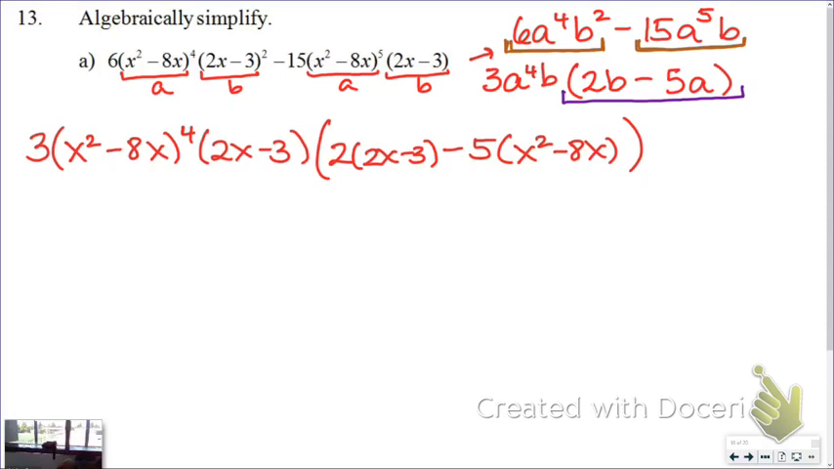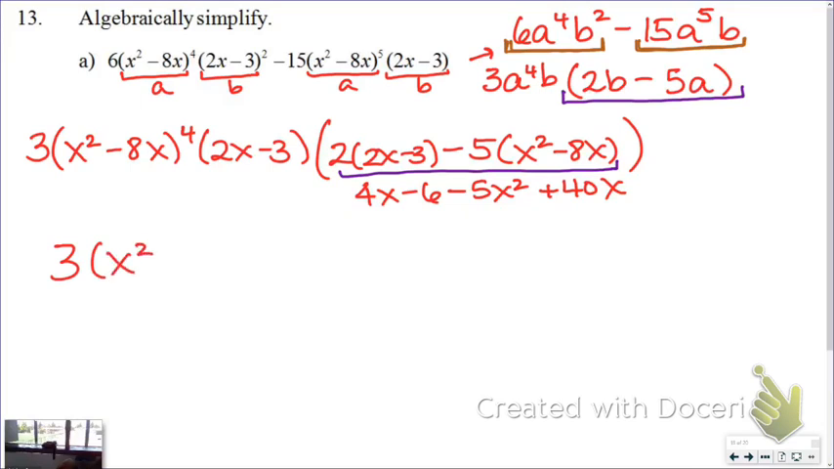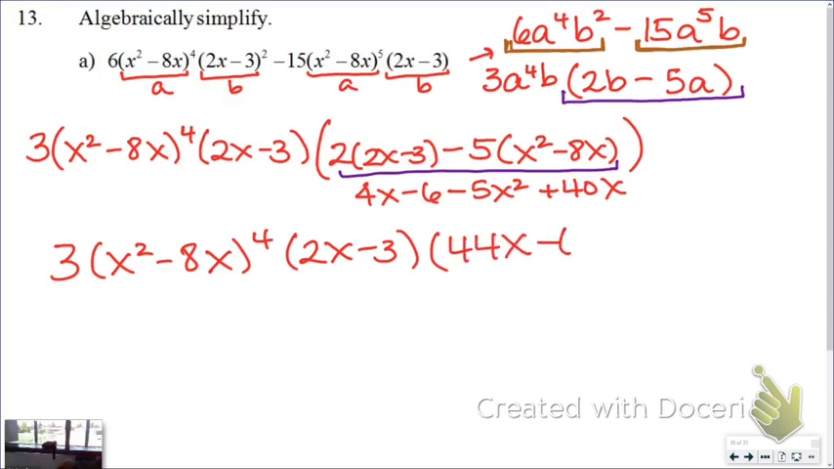Okay, I'm going to simplify what's here by multiplying it out and combining my like terms. So I'm going to have 4x minus 6 minus 5x squared plus 40x. So right now I have 3 times (x squared minus 8x) to the fourth times (2x minus 3), and then all of this that I just multiplied out simplifies to 44x minus 6 minus 5x squared.